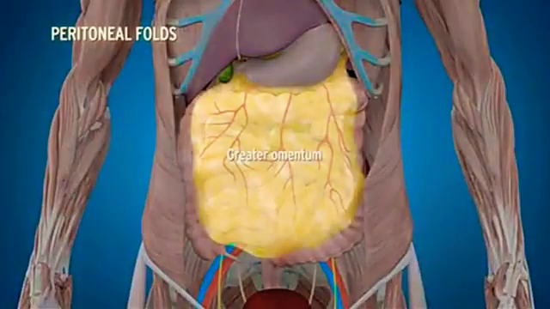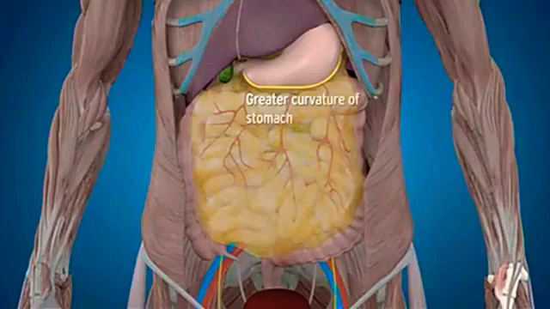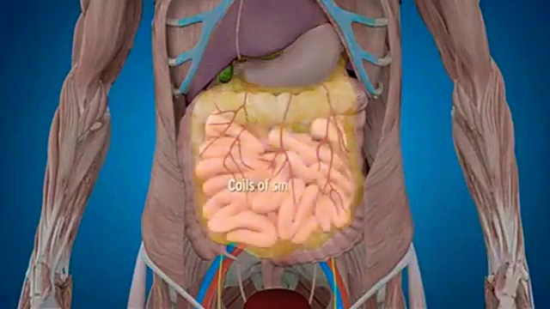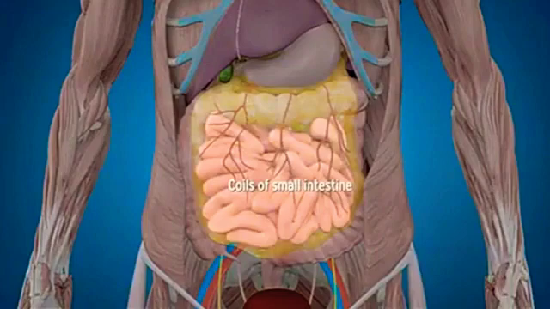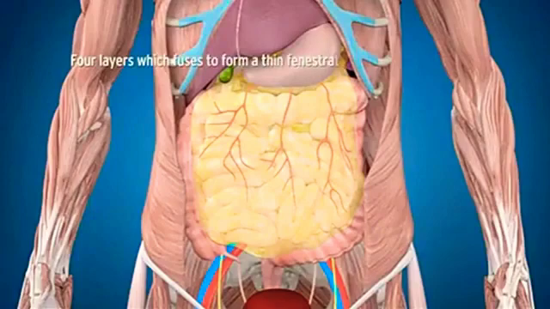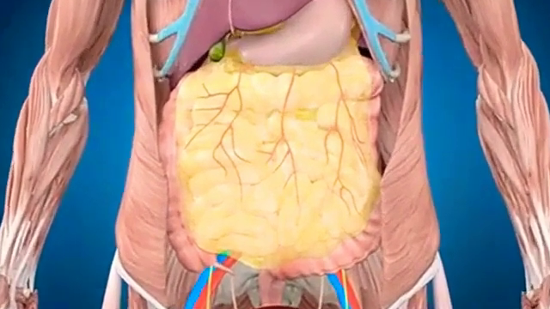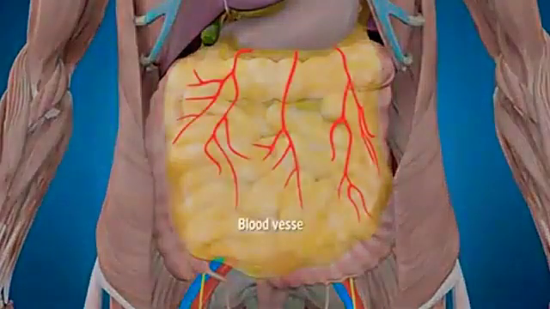Greater omentum. Greater omentum is the largest fold of peritoneum. It hangs down from the greater curvature of stomach and covers the coils of intestine to varying extent. Greater omentum is made up of 4 layers which fuse to form a thin fenestrated membrane containing variable quantities of fat. Blood vessels traverse through it.